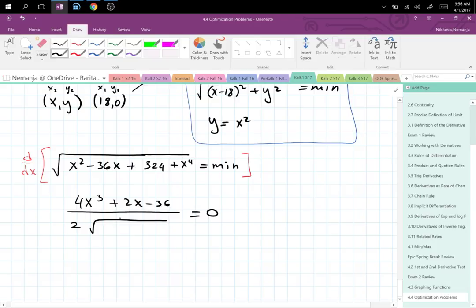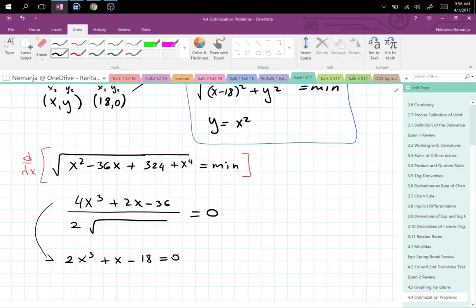Divide the top equation by 2, right? You get 2x cubed plus x minus 18 equals 0. Well, now that's an issue, right? Because this became x to the 4th when we plug in, right? Because you have y is equal to x squared, squared is x to the 4th. So that's the last term before the equal sign.